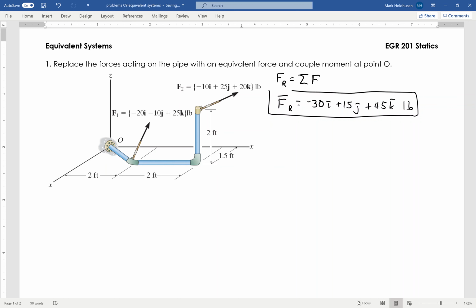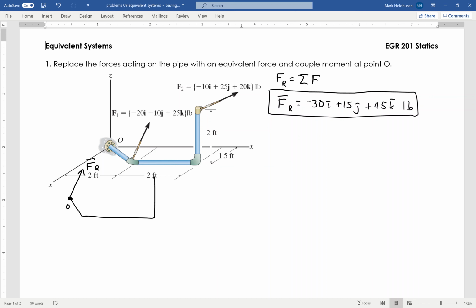Okay, so again, what we're trying to do here is create an equivalent system. I'm going to take all of these forces and move them over to my O point right here. So I'll have my O is right here. So I have my resultant force there.